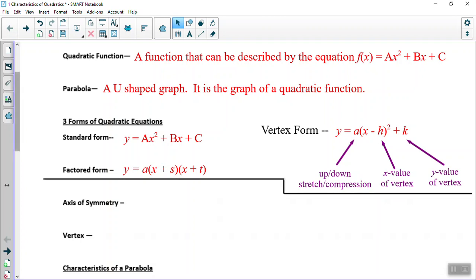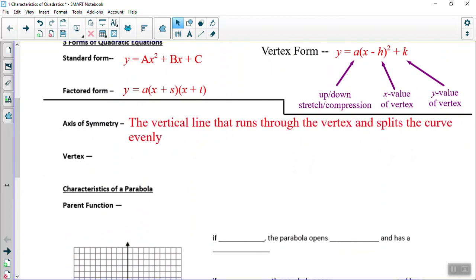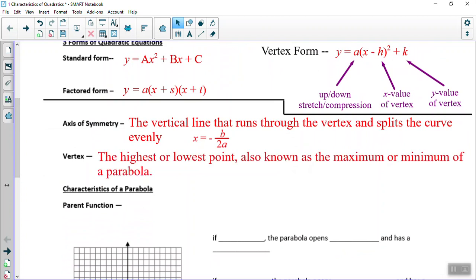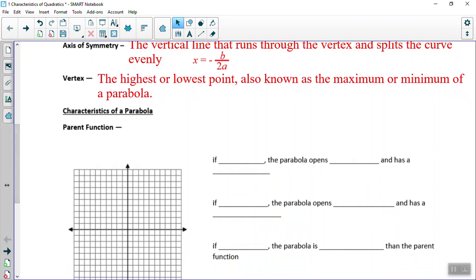All right, let's come down here and talk about the axis of symmetry. The axis of symmetry is a vertical line that runs through the vertex and splits the curve evenly. We can use this formula to find the axis of symmetry. The vertex is the highest or lowest point, also known as the maximum or minimum of a parabola. Alright, so let's go through and talk about some of these characteristics. The parent function is just y equals x squared.